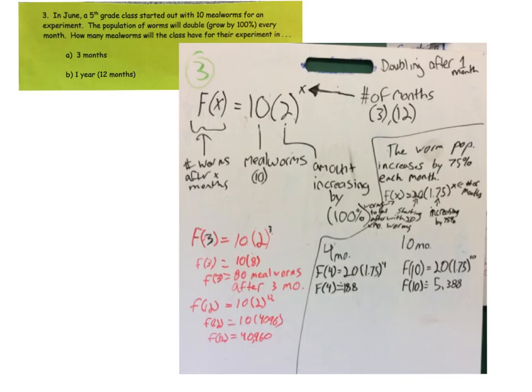Today, Tyler and Taylor's group and Will's group investigated this relationship where a class starts out with 10 mealworms for an experiment. The population doubles, which means it grows by 100% every month. So they determined how many mealworms the class will have for their experiment in 3 months and I think even in a year. But first they started with a function.